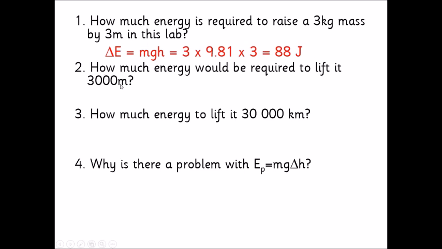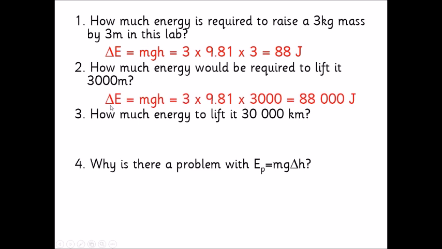Even if you had to carry something up a 3,000 meter high mountain, you could still probably reasonably validly use the same equation and get 88,000 joules. But if you tried to lift something 30,000 kilometers, then you would run into a problem. And the problem is the fact, of course, that g, although we say g is 9.81, is the strength of the gravitational field at the surface of the Earth, and that will change.